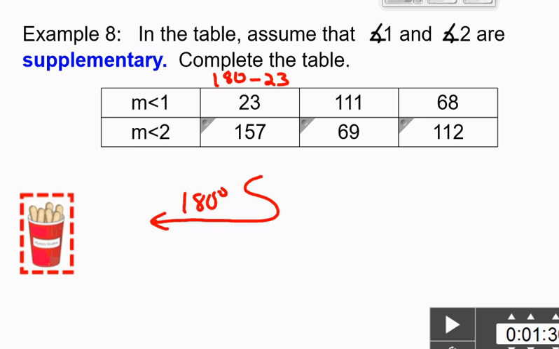Okay, so your next answers are 69 and 112. Make sure that you got the correct answer before you move on.